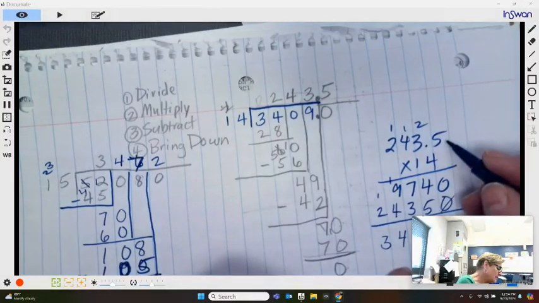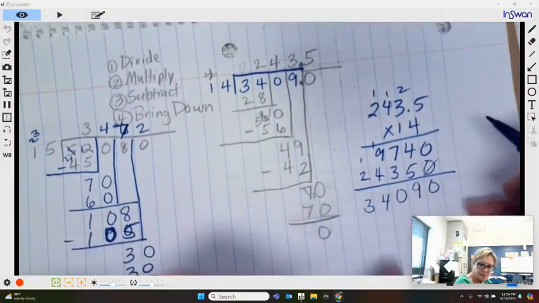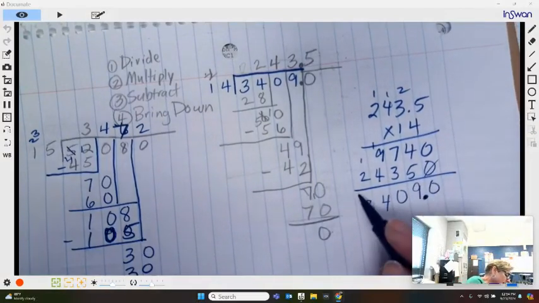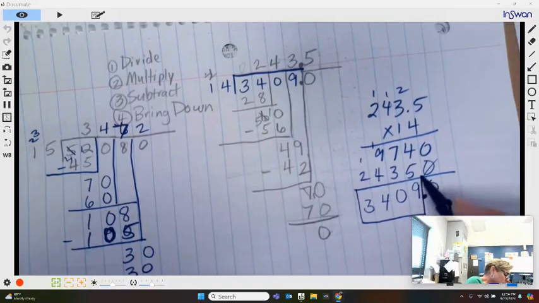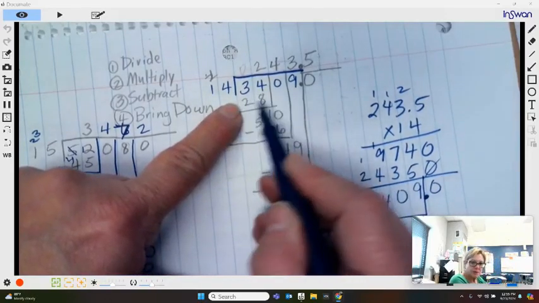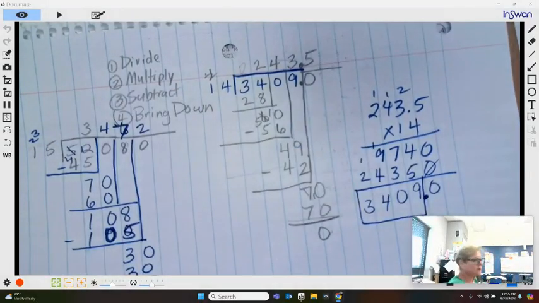So if you look, I've got one number that's behind a decimal, so I'm going to move my decimal over one space, and that gives me the final product of 3409, and look, that's what we were dividing in that. So that question was divided correctly.